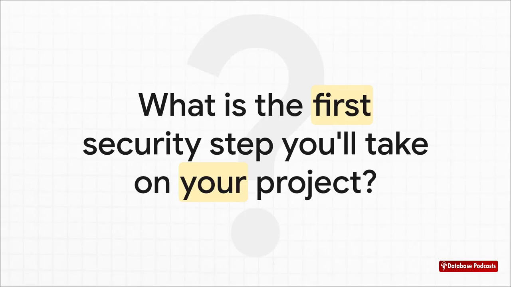So let's bring it all home. Security in MongoDB is not automatic. You have to turn it on. And it's a two-step dance. Authentication proves who you are, and authorization, using roles, decides what you can do. It's a really powerful and flexible system once you get the hang of it. So that brings us to our final question for you. Now that you know the basics, what's the very first security step you're going to take on your project?